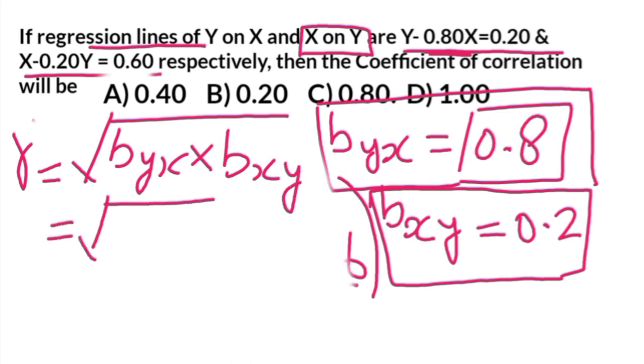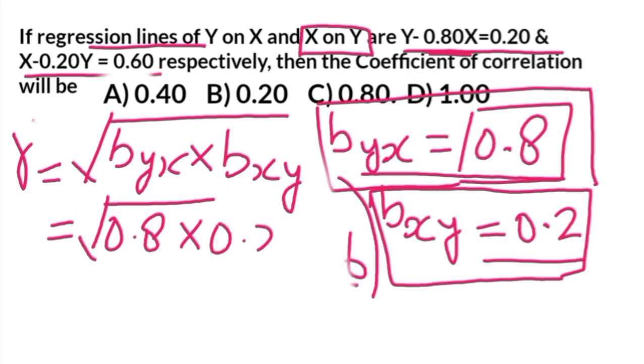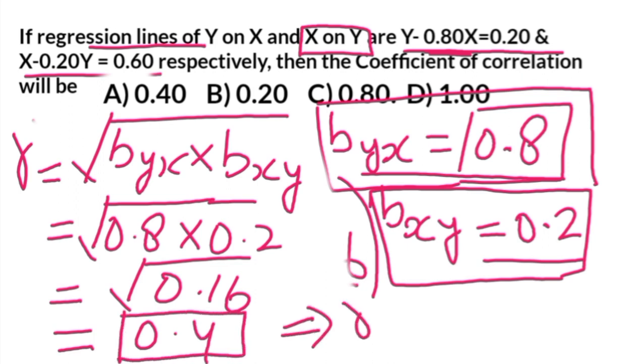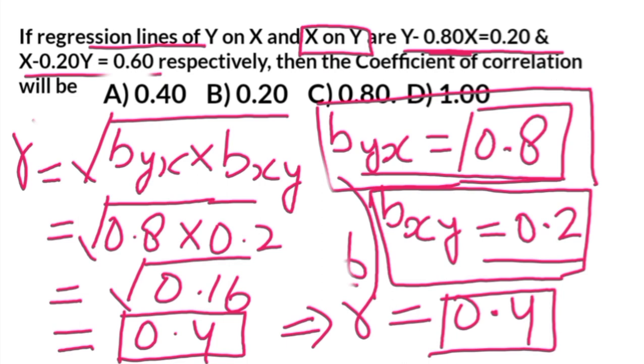We just insert the values here. In place of byx, we have 0.8 times 0.2, which when solved comes out to be the root of 0.16, or we can write it as 0.4. So we can easily see that the correlation coefficient here is simply 0.4. That means the correct option to this question is 0.4.